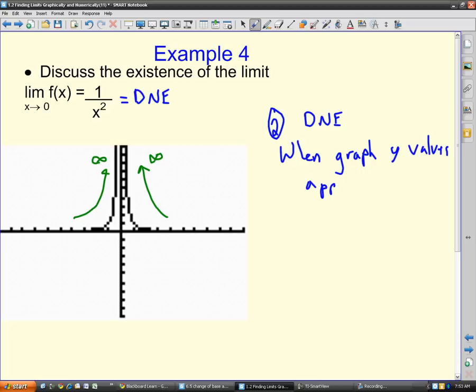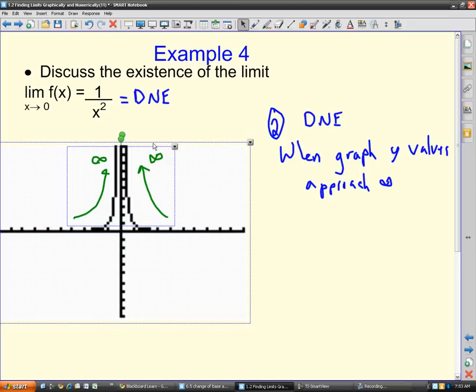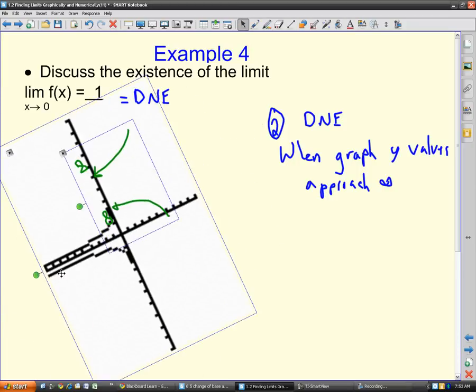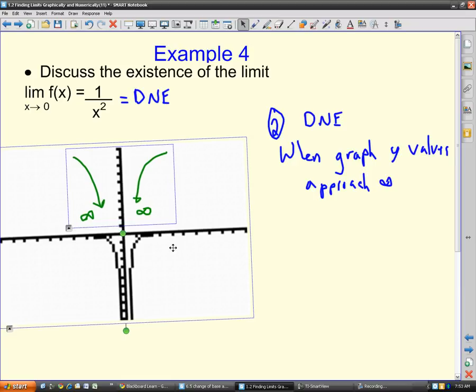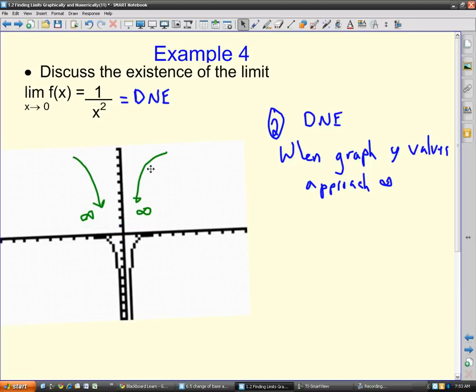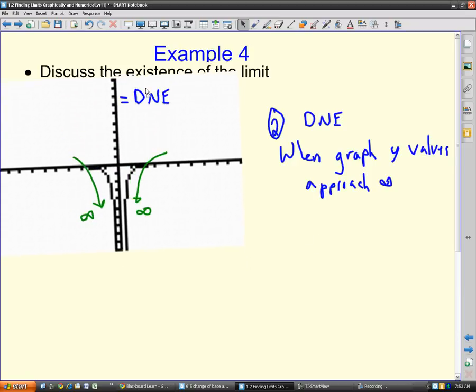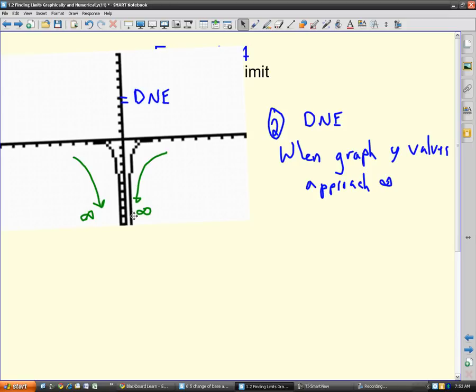Now, what happens if this graph was flipped upside down? The only difference is that it messes up my little arrows there. The graph is approaching negative infinity, and that's really the only change, but it still falls into approaching infinity, and therefore it does not exist. And then the last one: what happens if, let me flip the graph back over.